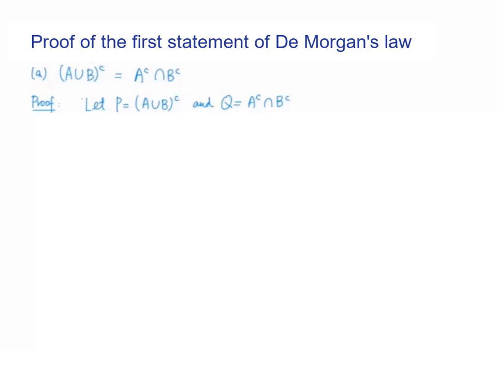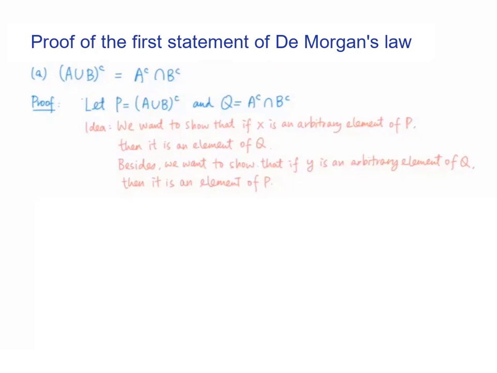We can also refer to a more formal proof for the first statement of De Morgan's law below. To repeat, we want to prove that the set which is formed by the complement of the union of A and B is the same as the set which is formed by the intersection of the complement of A and the complement of B. In order to show that two sets are the same as each other, we need to perform two steps. First, we need to show that if X is an arbitrary element of the first set, it is also an element of the second set. That means if we can find an element in the first set, then this element should also be found in the second set. Next, we also want to show that if Y is an arbitrary element of the second set, then it is also an element of the first set.